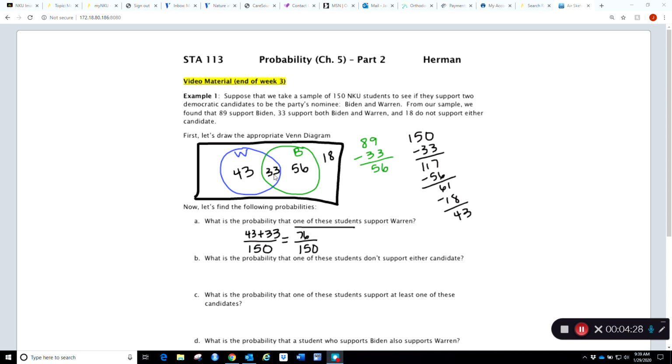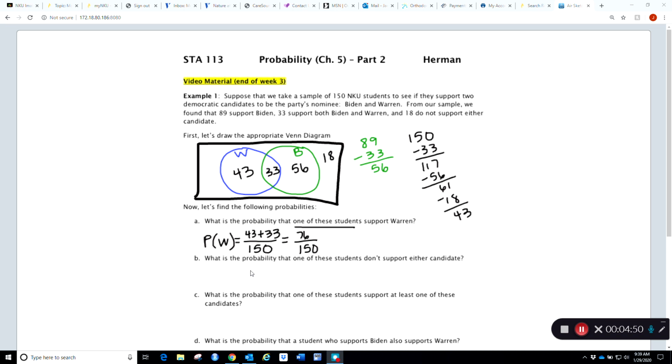One of the other things we want to practice in this video is understanding what notation that probability I found is. So this is finding just the probability that someone supports Warren. But again, please make sure you're writing down this notation because trying to understand what the problem's asking and getting yourself used to that notation.